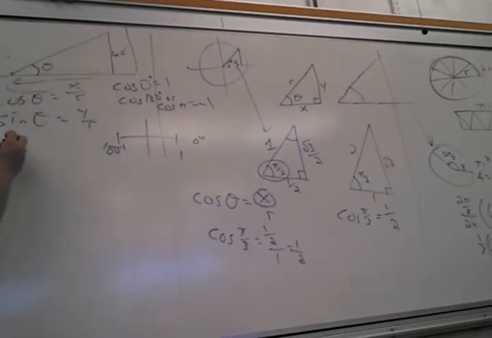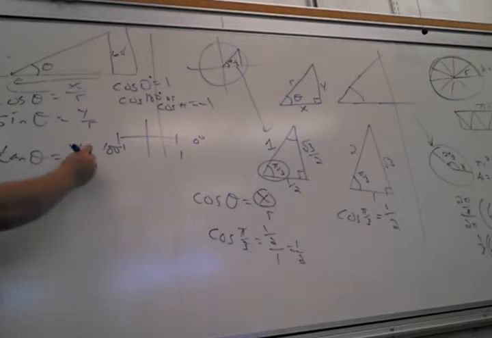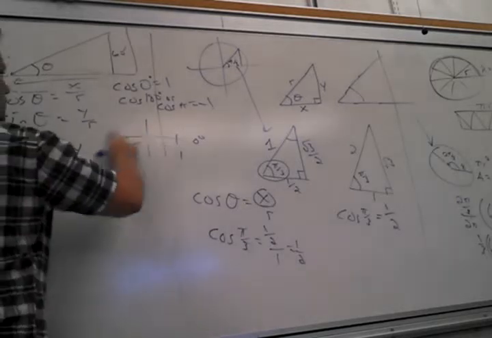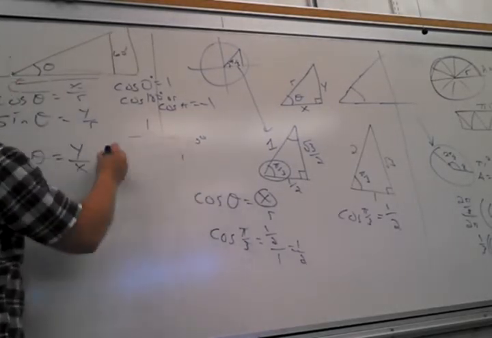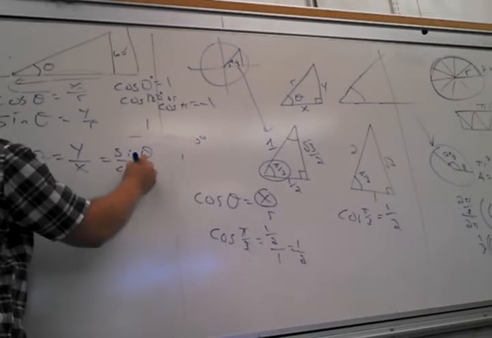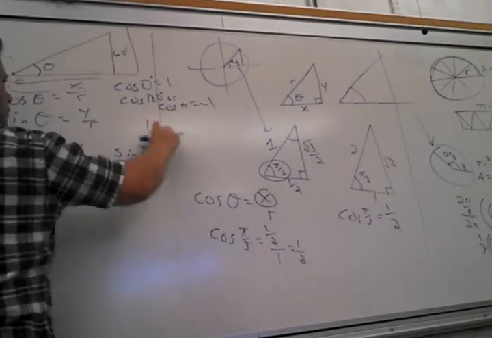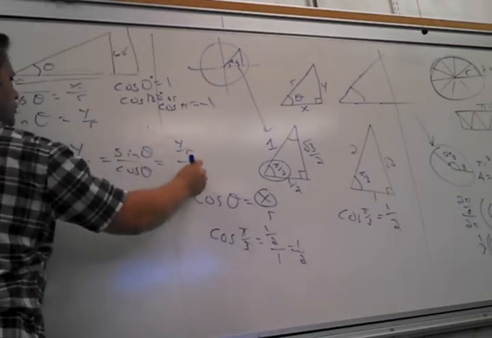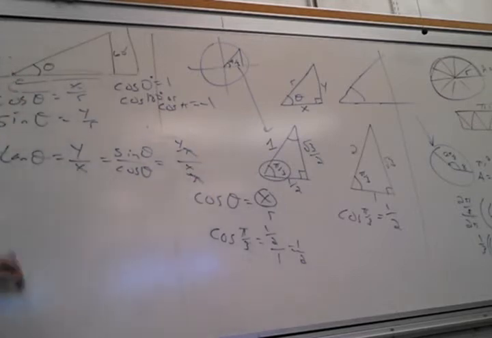And finally, here's a new one. Tangent theta. He'll be y over x. So another way to define tangent is sine over cosine. Because what happens if I do sine theta over cosine theta? That would be y over r over x over r, and of course the r's cancel. So you get y over x. Good. So tangent theta, we call that sine theta over cosine theta.